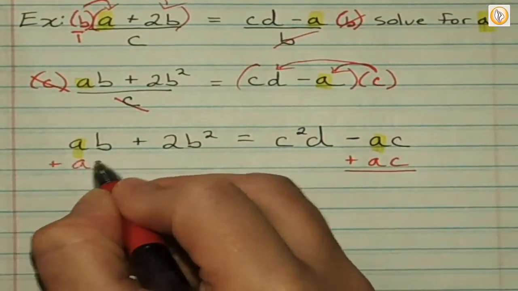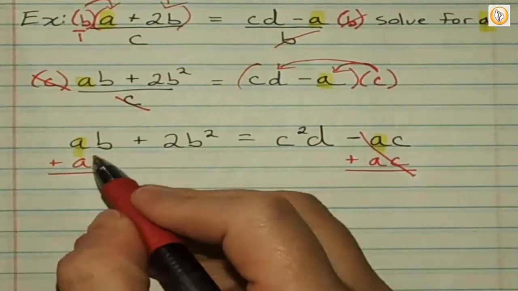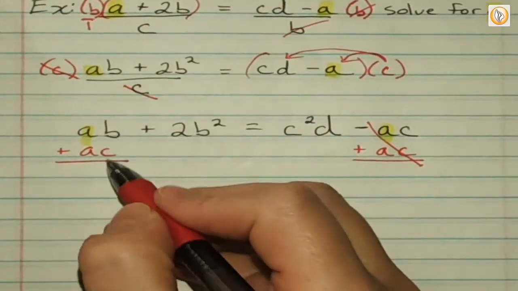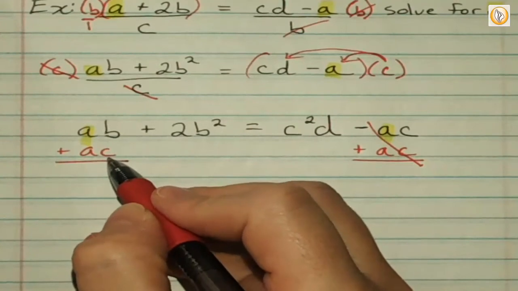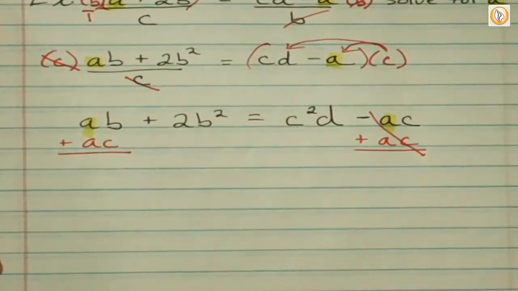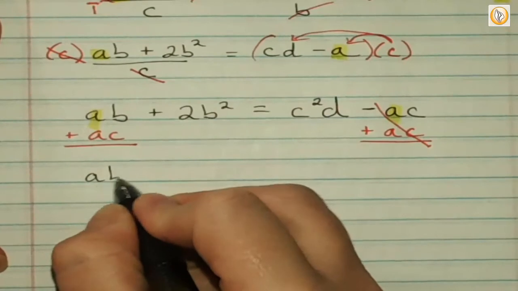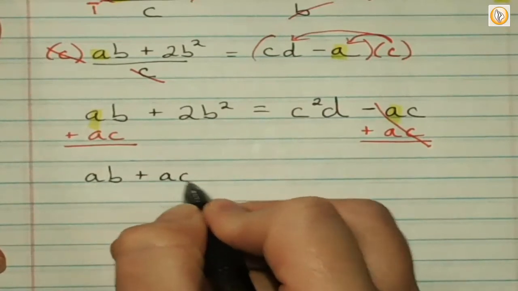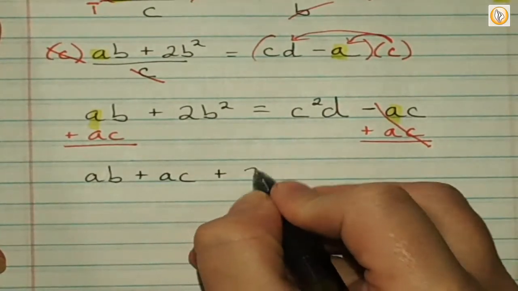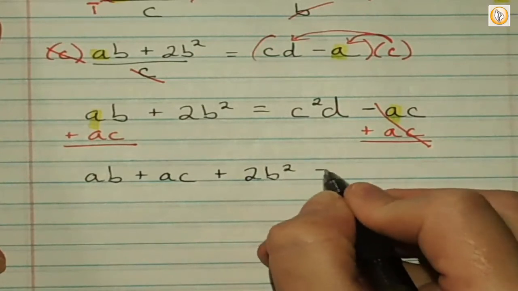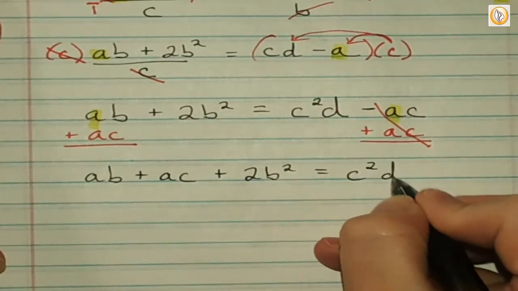Now, Cecilia, can I combine AB and AC? No, because they are unlike terms. So I have AB plus AC, it doesn't matter the order, plus 2B squared equals C squared D.